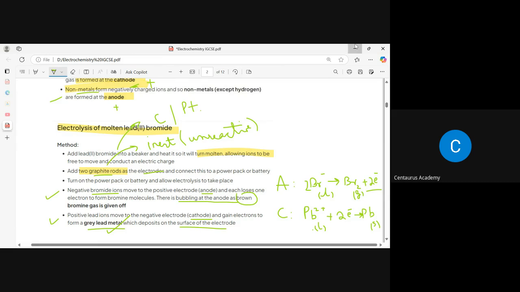Is this point clear so far? Yes, Miss. For everyone else too? Ayla, Ahmed, Basit, Ibrahim, Misha, Hamdan. Yes. Miss, at the cathode, we just say that a gray metal is deposited at the cathode? Yes, gray metal is deposited at the cathode.